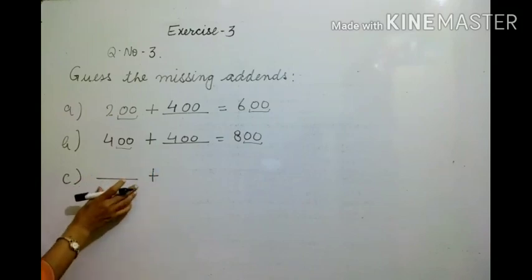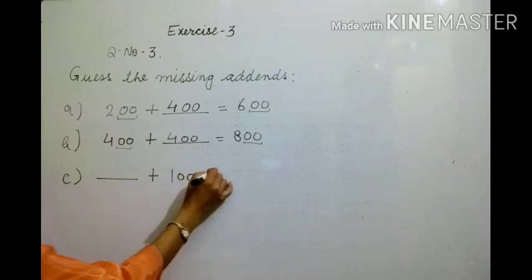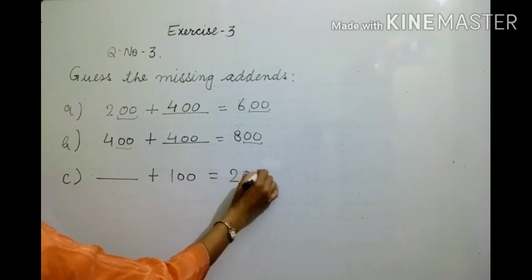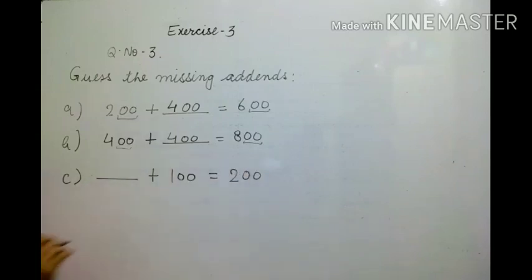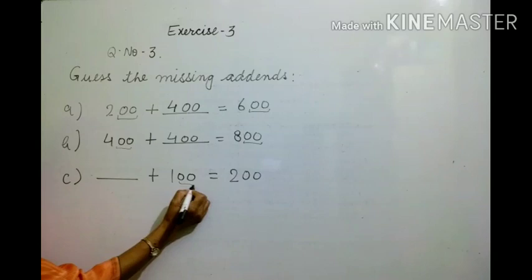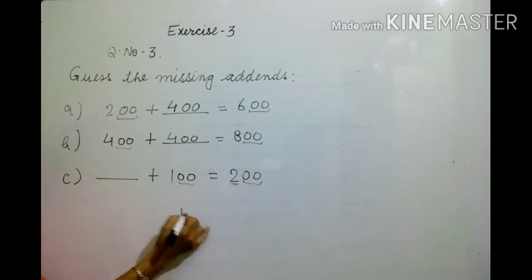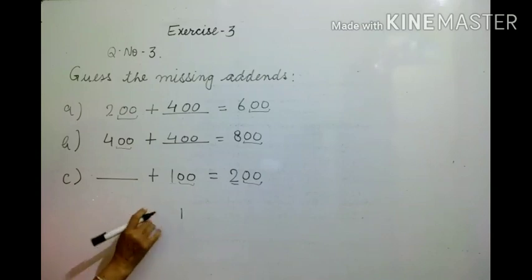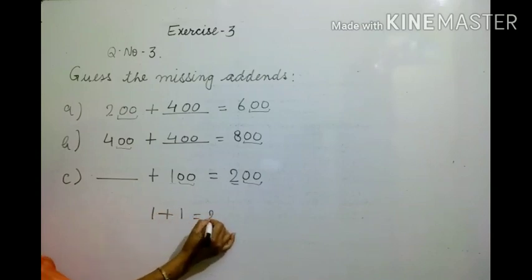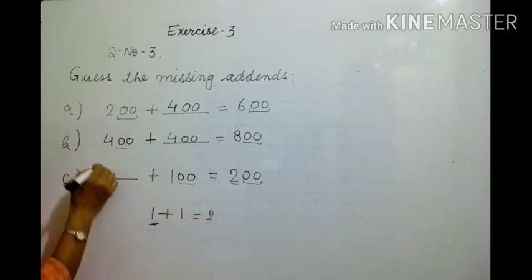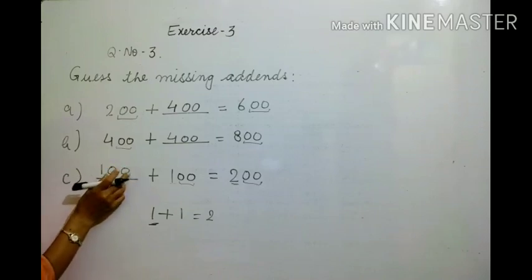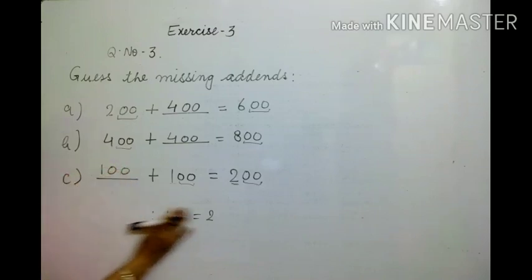The first addend is missing. The second addend is given and the answer is given, meaning the sum is given. Now there are 2 zeros at the end, 1 is here, 1 is here. So 1 plus 1 will give 2. So what will come here? 1 followed by 2 zeros, which means 100. In this way we will find the missing addend.